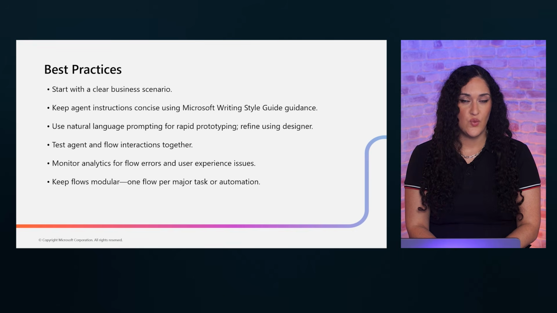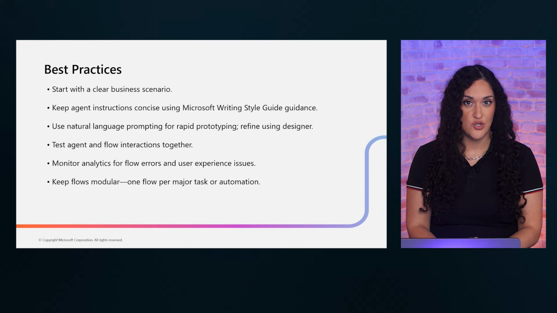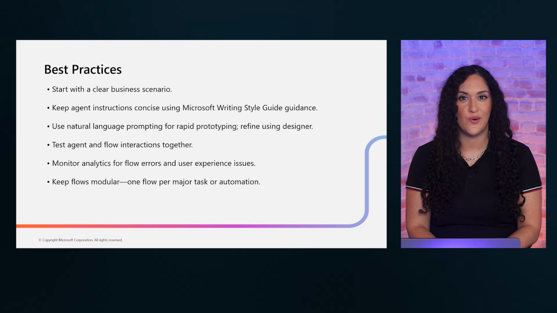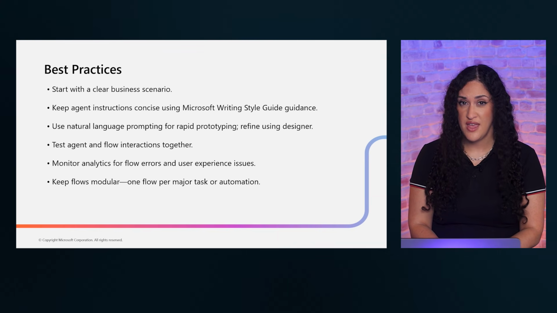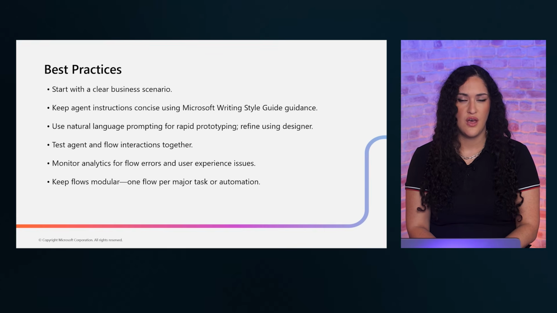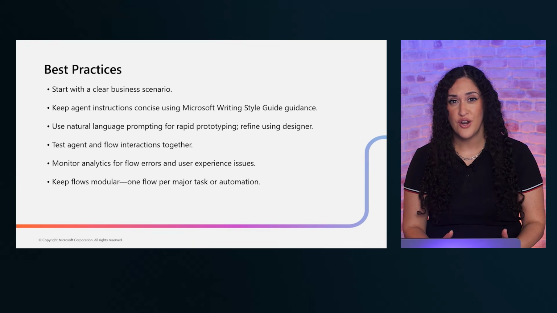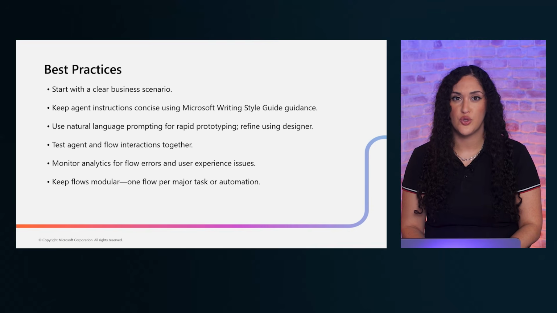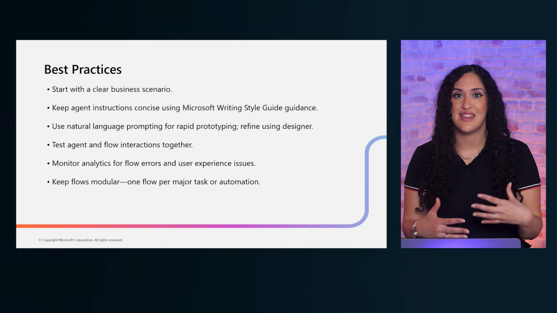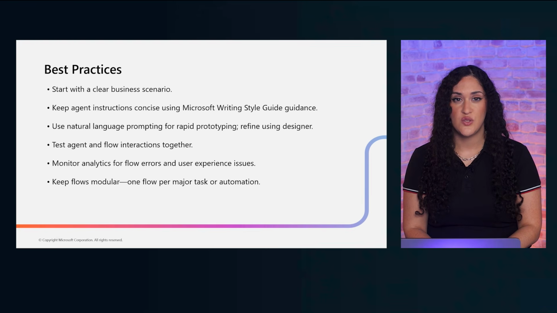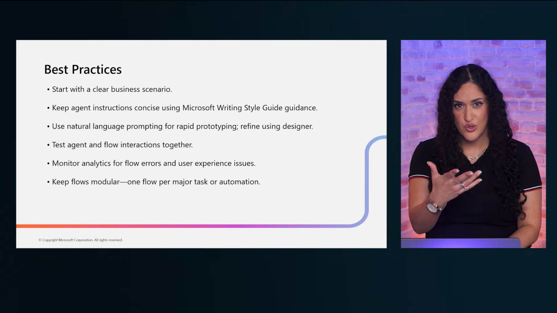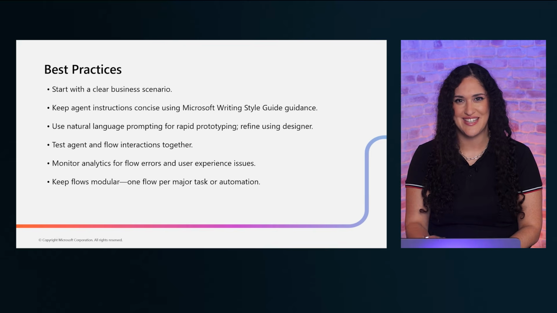Let's wrap up the agent design we talked about with some best practices. Start with a clear business scenario, not the technology. Keep your agent's instruction concise and focused, and use natural language prompting for prototyping, but then refine with the visual designer. Always test the agent and its flows together, not in isolation. Monitor your analytics to understand how the agent performs in real use. And keep your flows modular so you can reuse and maintain them independently. These practices will save you significant time and help you deliver solutions that actually work in production, not just in demos.